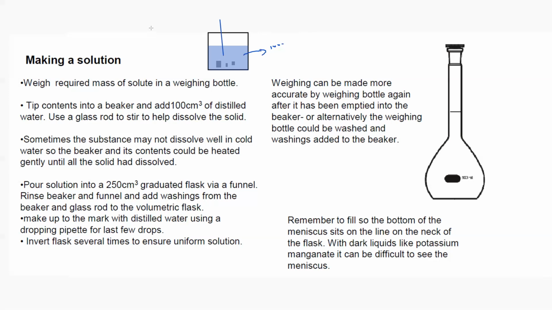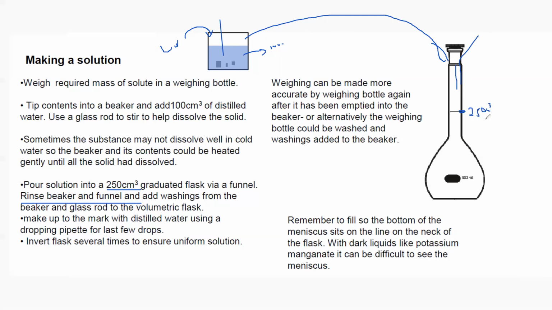Then we transfer this into a volumetric flask, and pour the solution into a 250 cm cube graduated or volumetric flask. Then rinse the beaker and the funnel, because we place a funnel at the top and add the solution, so some of the solution might be left in the container. To transfer that, we add some more water and transfer it into the volumetric flask. The volumetric flask has one marking, for example 250 cm cube, so we fill it to 250 cm cube.